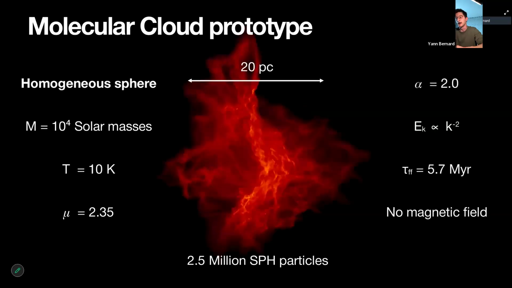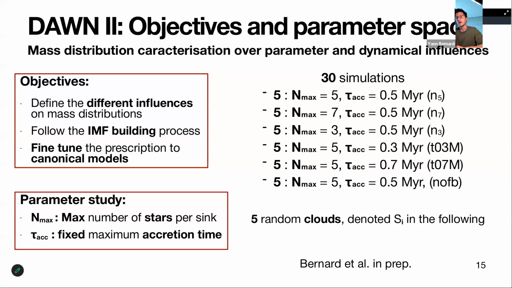The first study that I made in this framework was to try to characterize the mass distribution. I ran a lot of simulations testing the parameters of my star formation prescription with different values, and tried to identify the influence of these parameters on the mass distribution of the stars, and to fine-tune these parameters to canonical models.